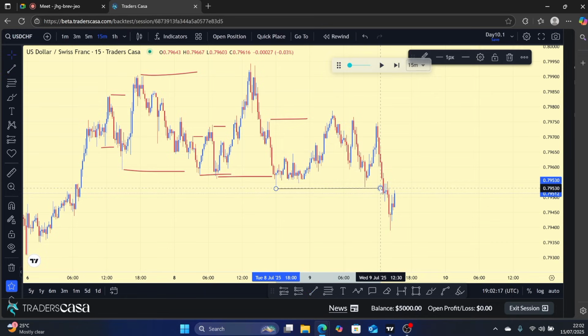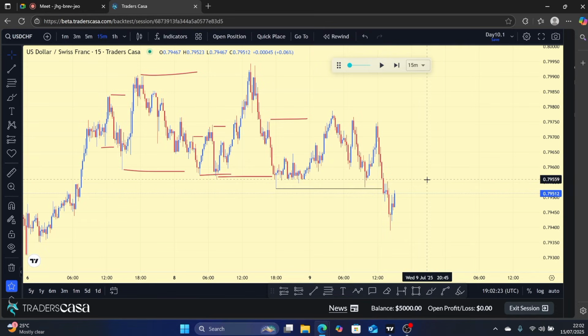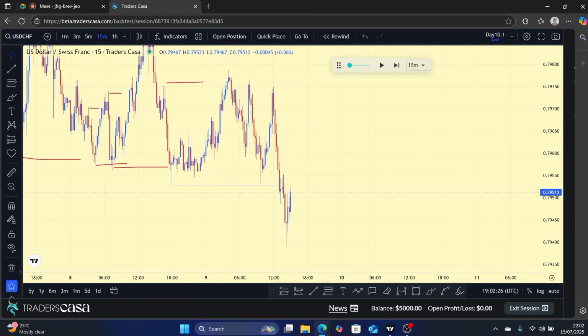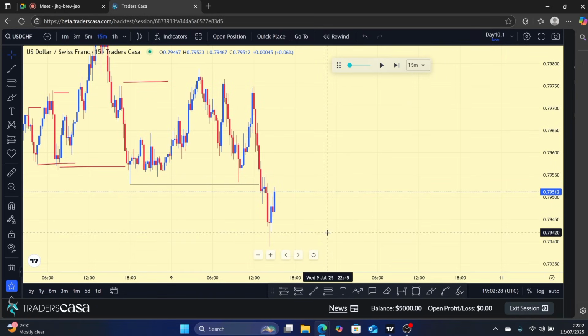All right, so we can clearly say that this here is the break of structure, the current break of structure. Now since we have our current trading range, let's mark our inducement. This is our major inducement.